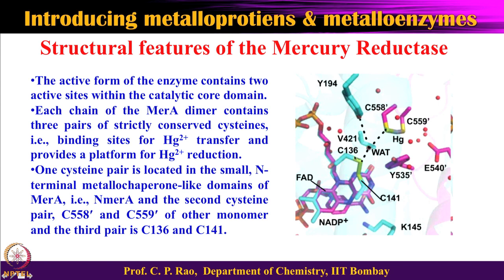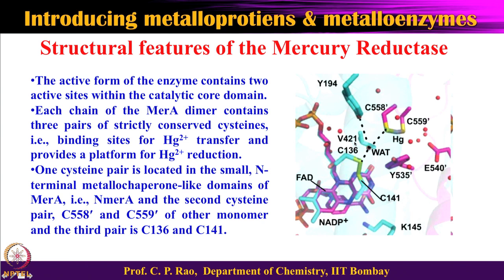Now, you can see that you have a region where 2 pairs of the cysteines are poised, and where the mercury has to bind, where the mercury has to get reduced. And then you also have the flavin, the electron transfer part or cofactor, we can call it as electron transfer cofactor. So, is this clear?